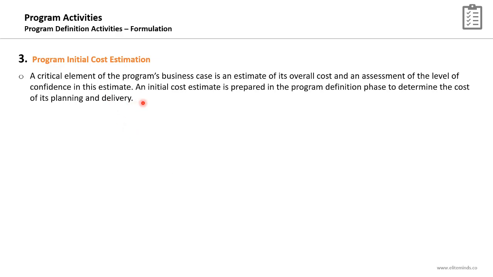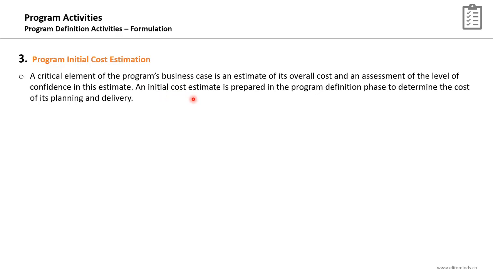A critical element of the program's business case is an estimate of its overall cost and an assessment of the level of confidence in this estimate. I cannot develop a program business case without having a figure of the expected costs of this program and the confidence level in this estimate. So the outcome of this supporting activity will be a very important input to the program business case.